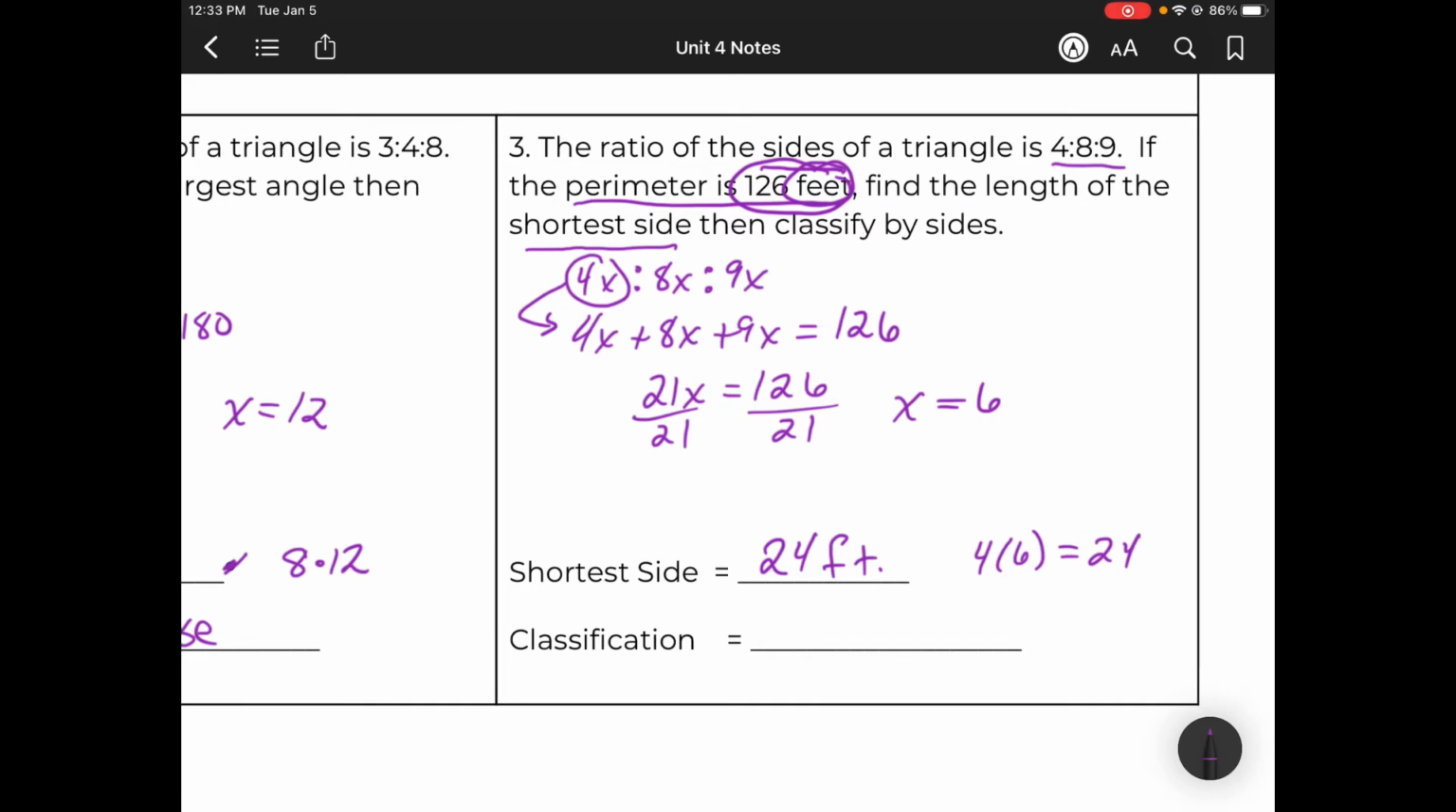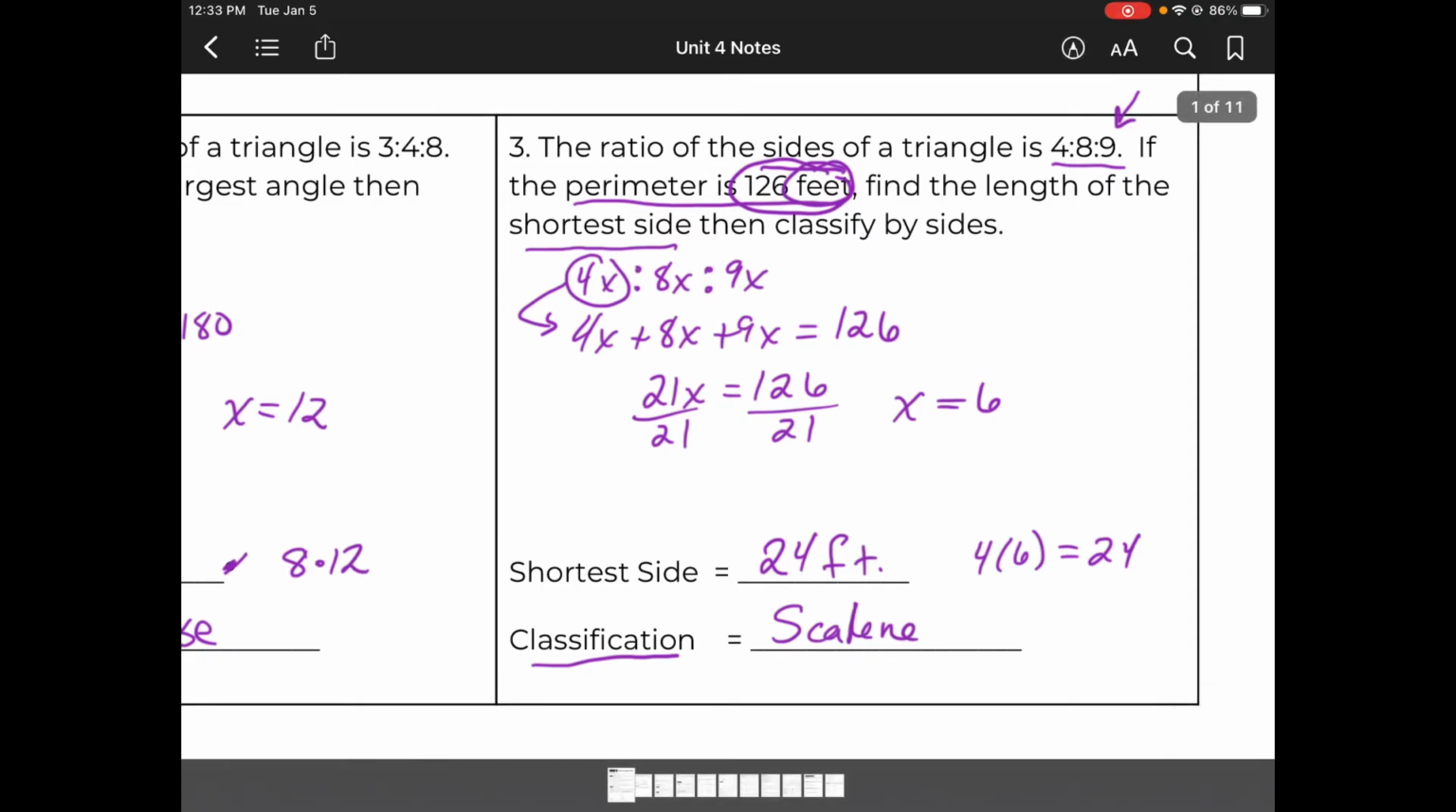And this example asks us to classify by its side lengths. The side length classifications for a triangle include isosceles, scalene, or equilateral. And those are based on the congruence of sides. Now, we could have actually classified without doing any of the rest of this work. If you look at the ratio, 4 to 8 to 9, that tells you all three sides are different from each other. There are different side lengths. There are no congruent sides, which means that this triangle is scalene.